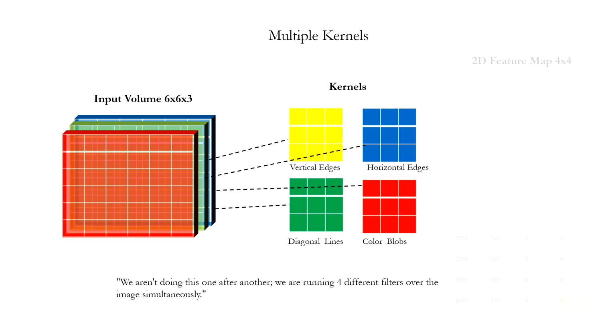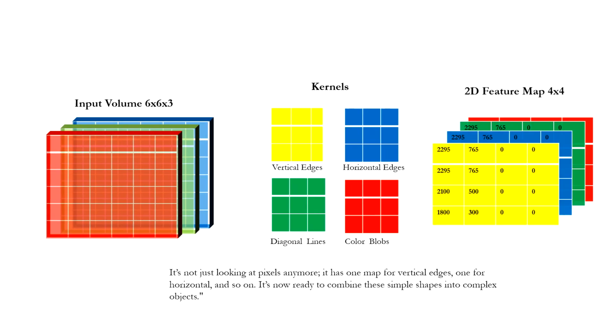So it's important to keep in mind we aren't doing this one after another. We're running 4 different filters over the image simultaneously. It's not just looking at pixels anymore. It has one map for vertical edges, one for horizontal, and so on. It's now ready to combine these simple shapes into complex objects.